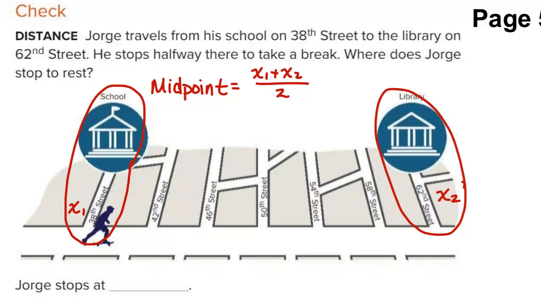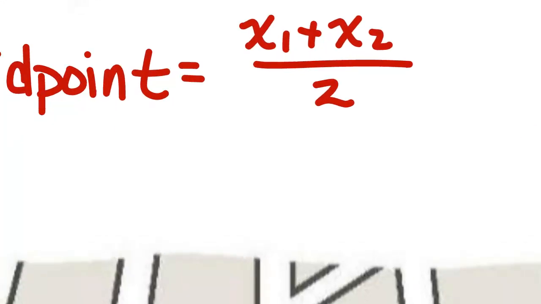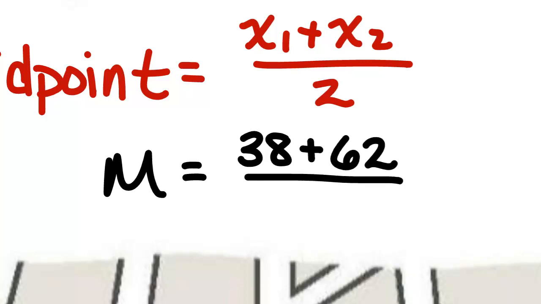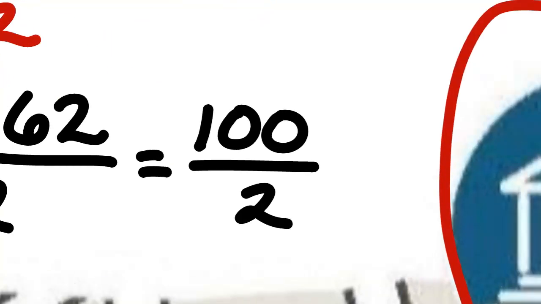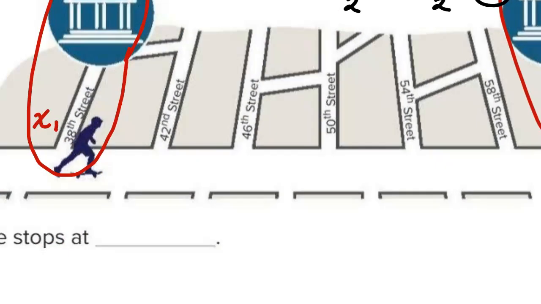What street is Jorge stopping at? 50th Street. What'd you guys say we're putting in for x1 again? 38. What are we putting in for x2? 62. It does not matter if you flip those around. Since we're adding them together, we're going to get the same thing either way. What is 38 plus 62? 100 over 2 gives me 50. So he's stopping at 50th Street.